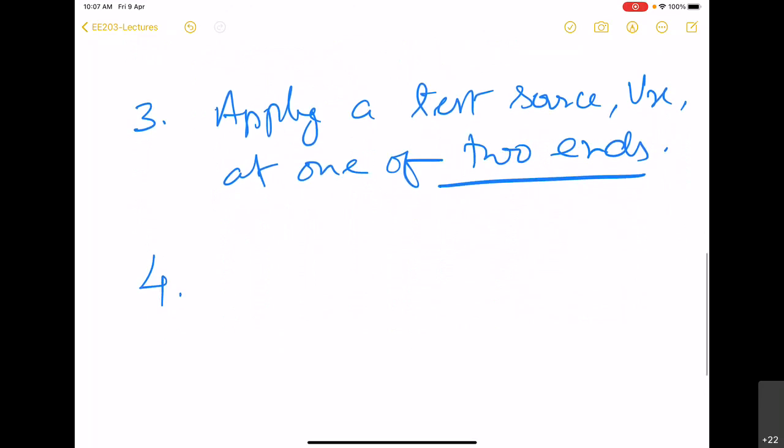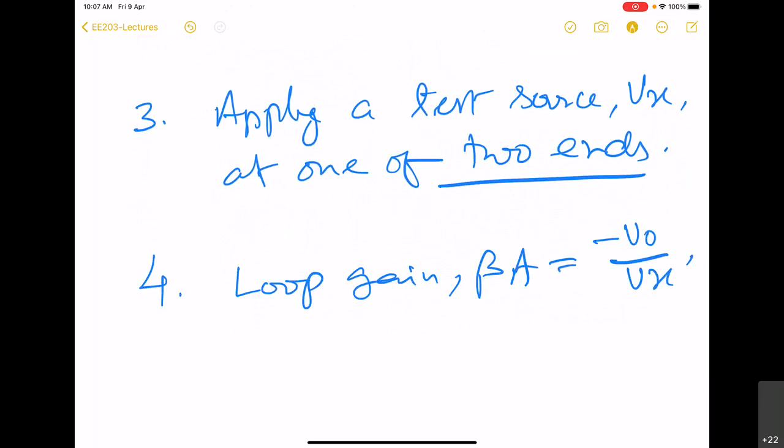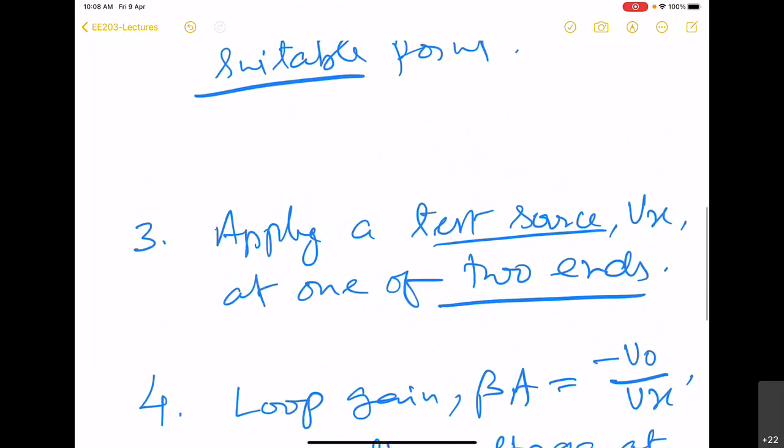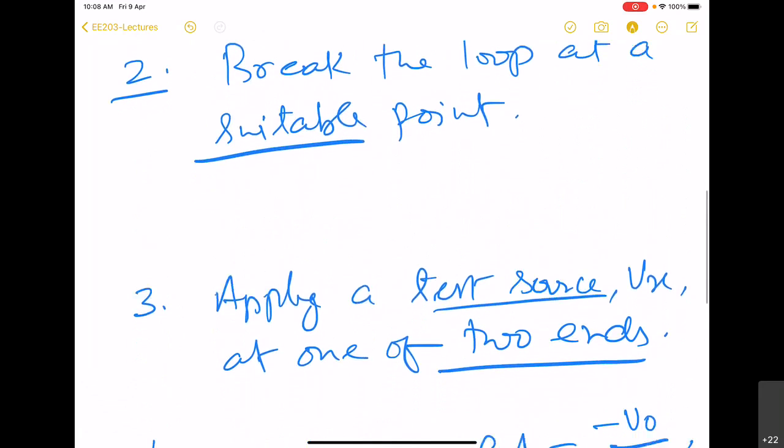And then the loop gain. Once we have done this, the loop gain beta A will be given by minus VO by Vx, where VO is the voltage at the second end, because at the first end we have already applied the test source. So these are the 4 steps, and we will have to be careful in step 2 and in step 3.